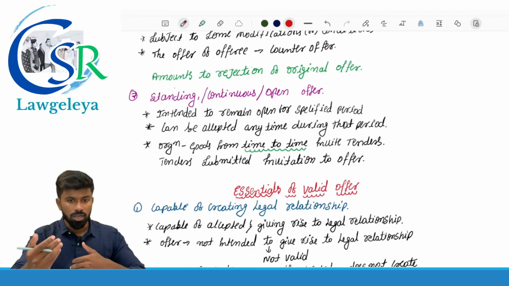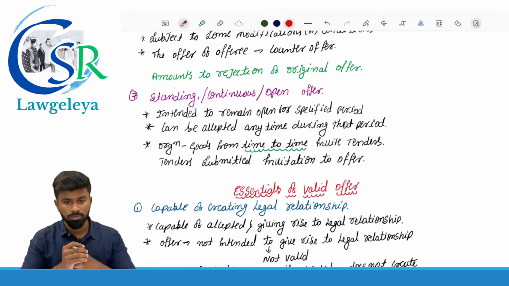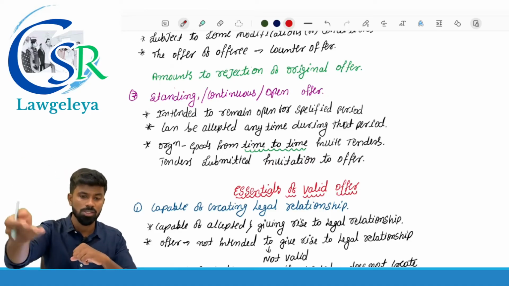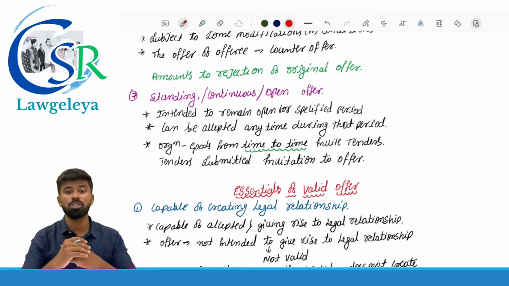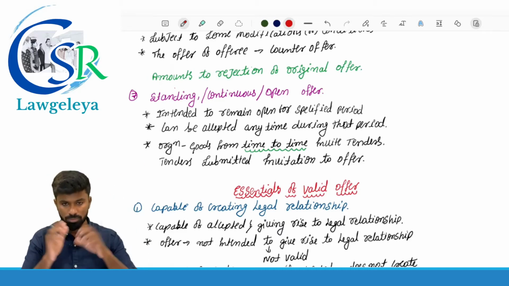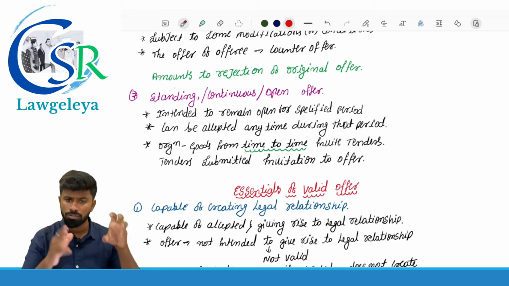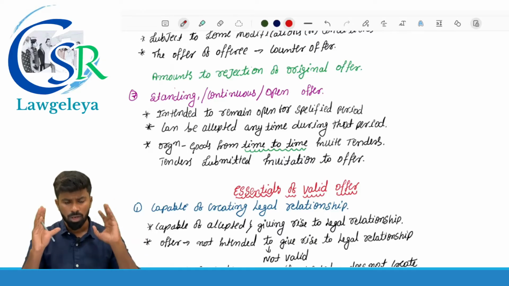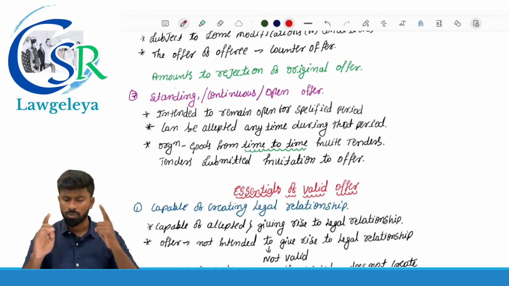Organizations invite the tender. That is called an invitation to offer. So based on that, when other persons make an offer to supply the goods from time to time, such a tender is called what? Offer. Which offer? Standing offer, continuous offer, or open offer. I repeat, there are 7 types of offer. What is the first one?